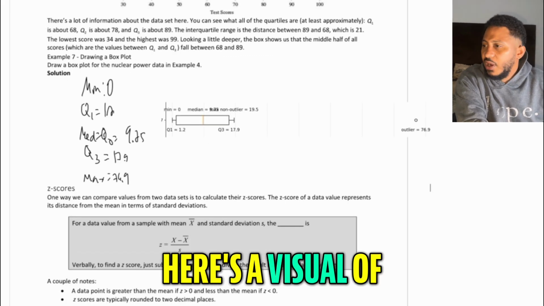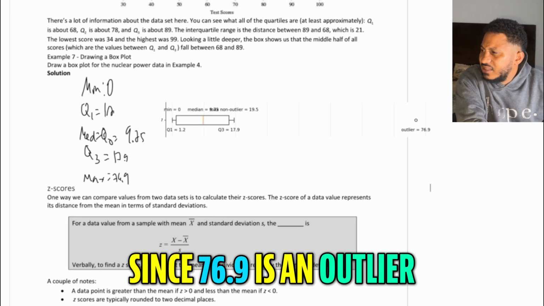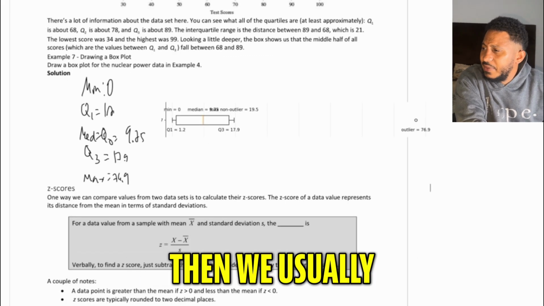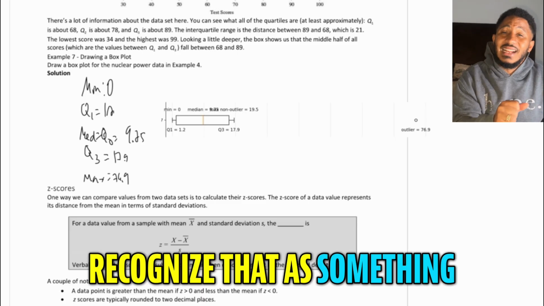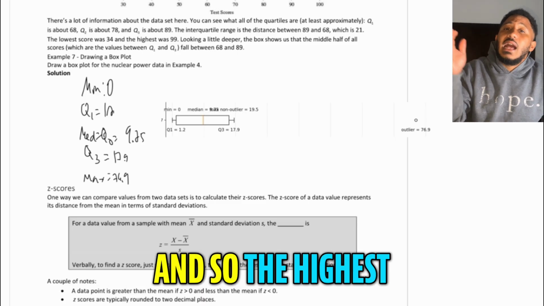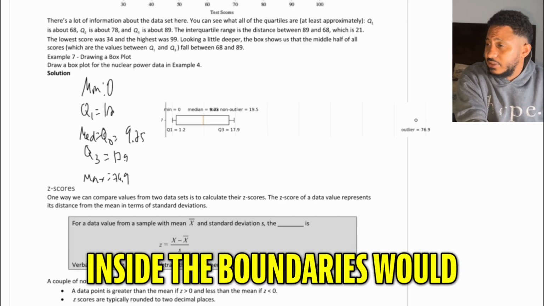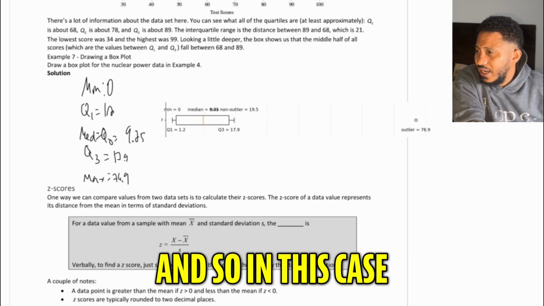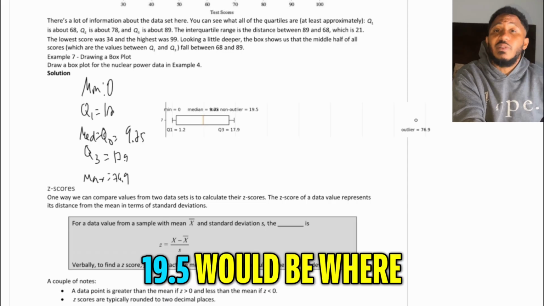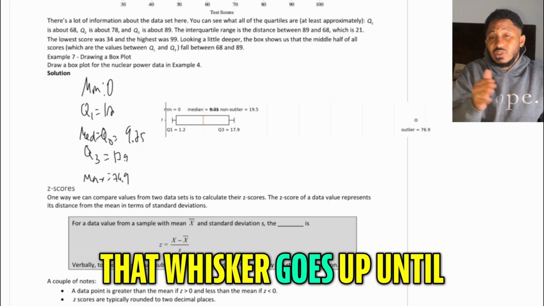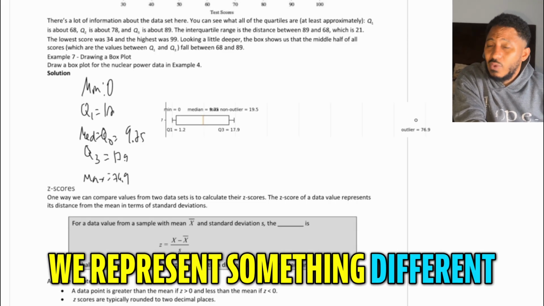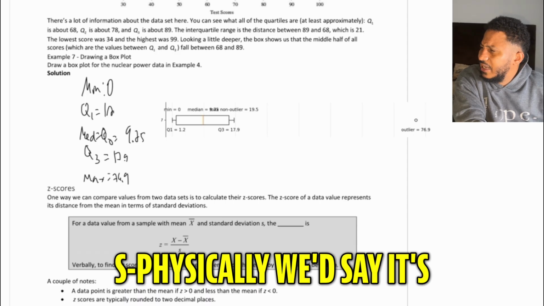Now here's a visual of that box plot. Since 76.9 is an outlier, we usually recognize that as something separate. The highest number inside the fences, inside the boundaries, is where the whisker goes, so in this case 19.5 is where that whisker goes up until, and then the outlier we represent differently. Typically we use an asterisk, okay?